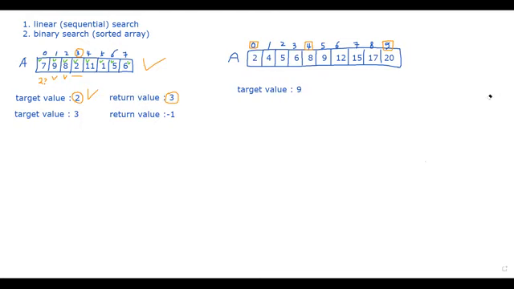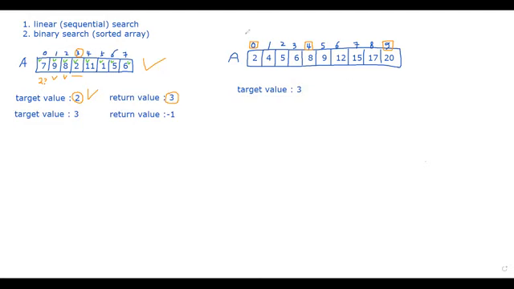Okay, and now I want to have target value. Let's have target value 3. Okay, 3. Yeah, I want to find the data that is not in the array.